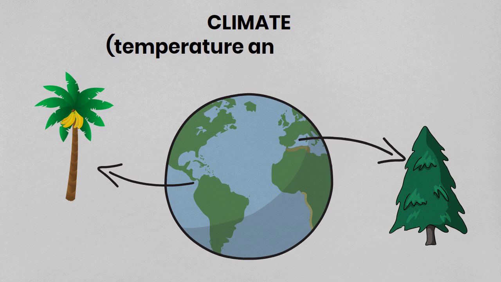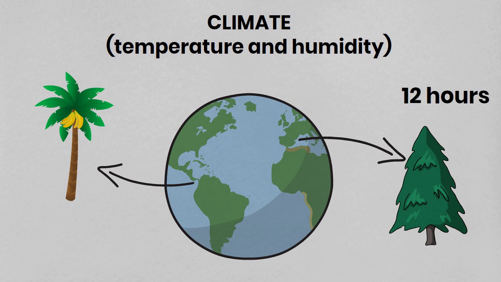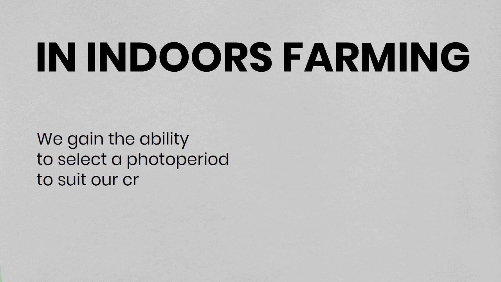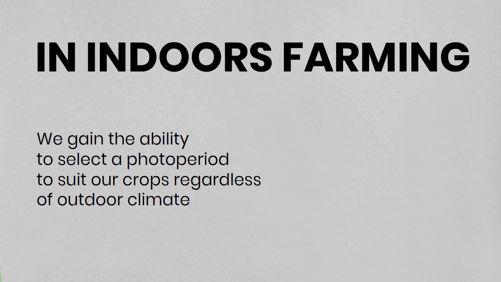Climate, temperature and humidity can also make a difference. For example, the same plant may require 12 hours of sunlight when grown in a northern location, but only 10 hours of sunlight in a more southern location. In nature, the seasons of the year and the length of each day control the photoperiod. In indoor farming, we gain the ability to select a photoperiod to suit our crops regardless of outdoor climate.